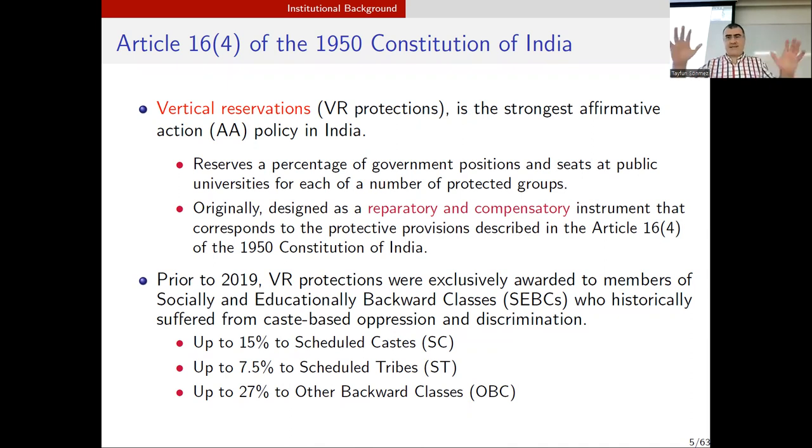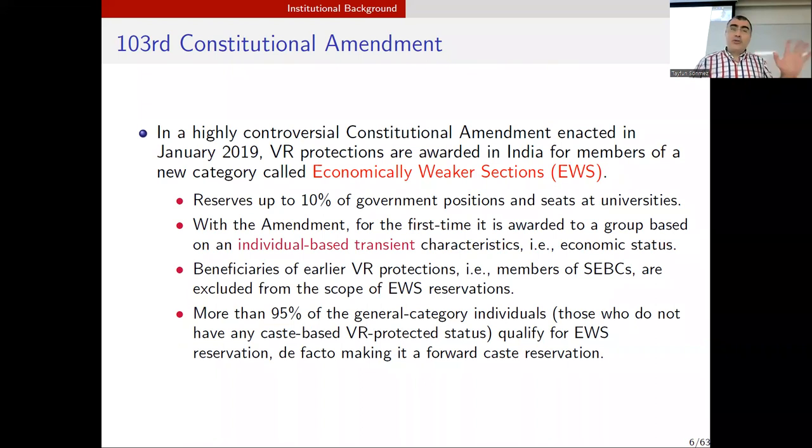This is the legal term, which covers scheduled castes, scheduled tribes, and other backward classes. Because of the caste system, no individual is a member of more than one of these categories in India. So the mathematical structure, the non-overlapping vertical protections we assumed yesterday, was a direct implication of the caste system. Now, in 2019, there was a big change, which came with a huge debate.